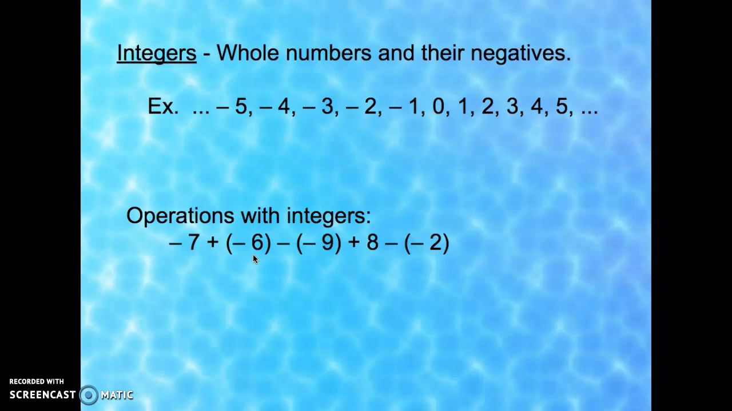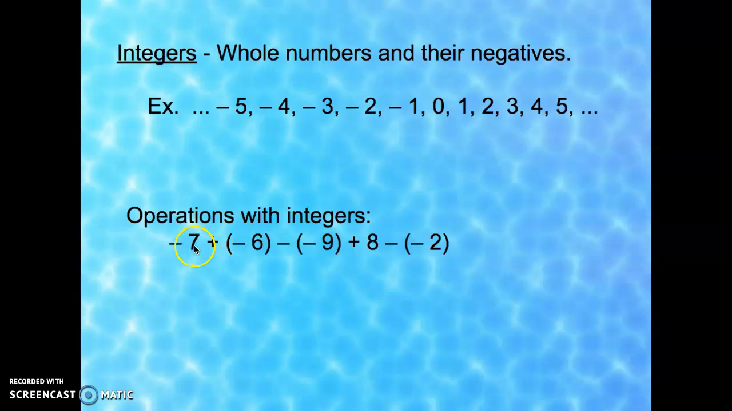Notice some numbers have parentheses around them and some don't. Most of your textbooks that you're working with integers are going to put parentheses around negative numbers like this because that negative is being separated from the operation. So in this problem, -7 plus -6 minus -9 plus 8 minus a -2. The beginning negatives don't have parentheses around them, although they can.